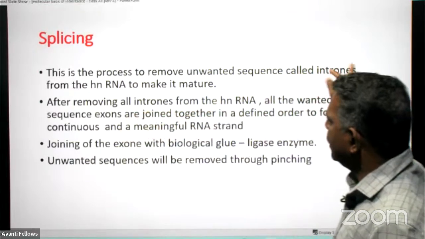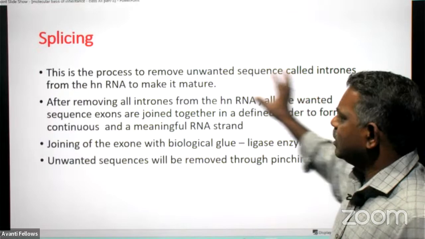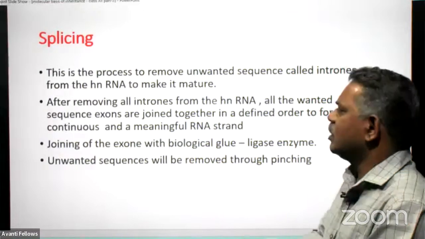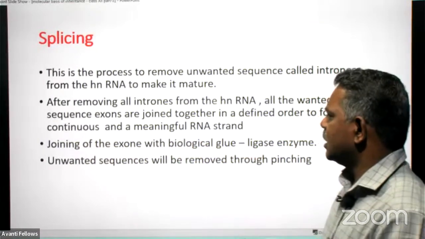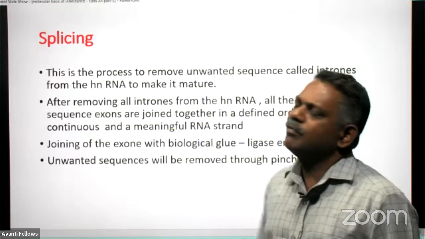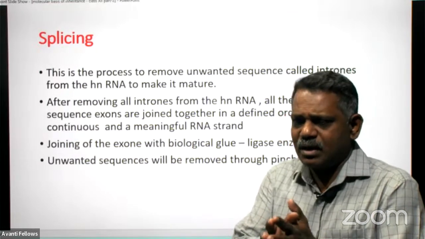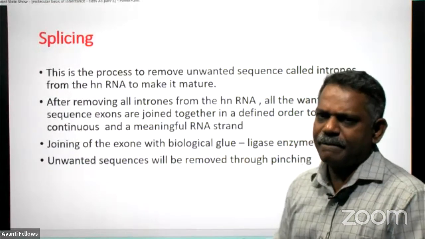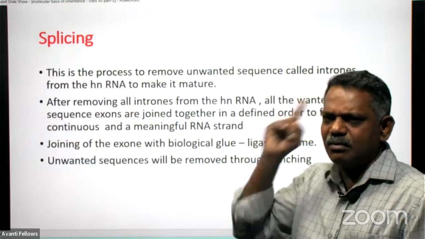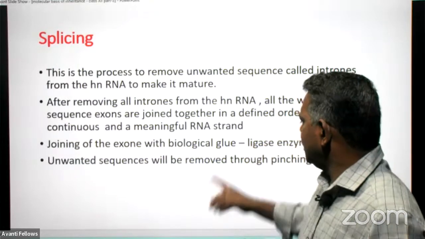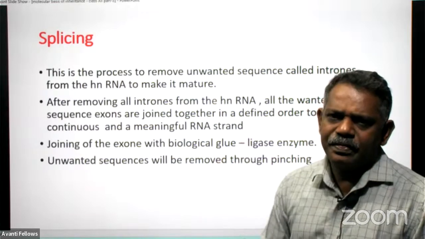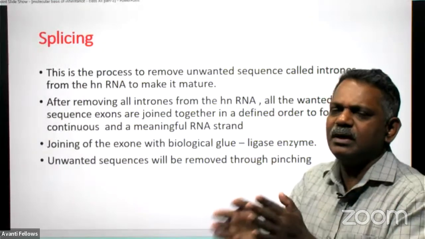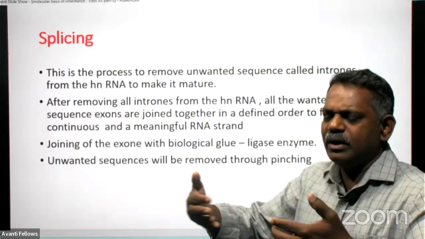After removing all the introns from the hnRNA, all the wanted sequences, the exons only, are joined together to form a continuous RNA strand, and that becomes a meaningful one. Meaningful means it gives the complete information regarding the formation of a new functional protein. How does it go for joining? Always remember the biological glue, and that is the ligase enzyme only. The ligase enzyme helps the fragments after removing the introns. Exons should be joined together.